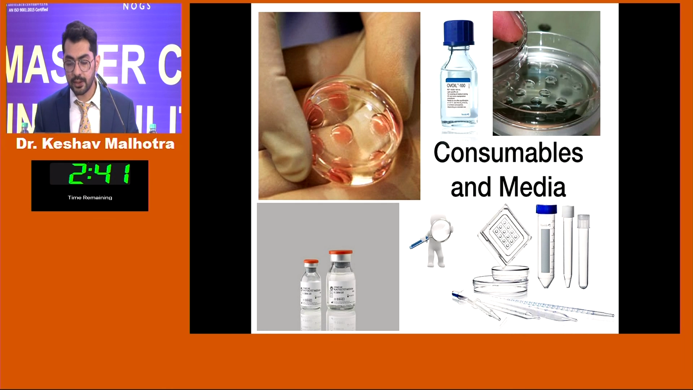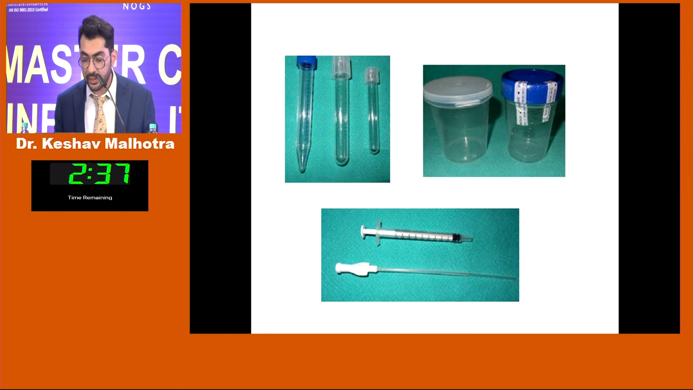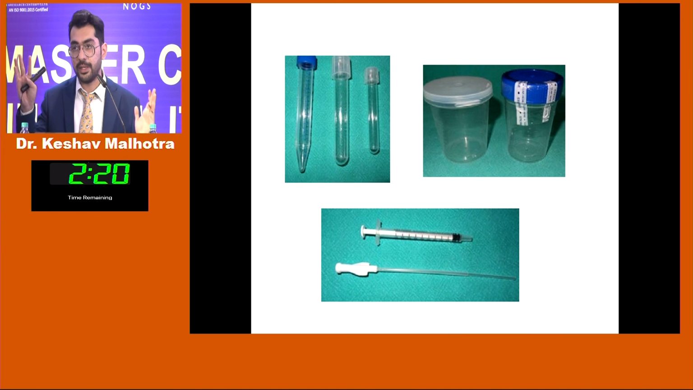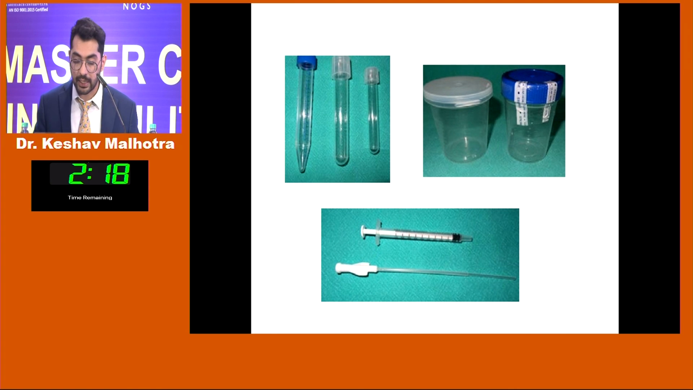Last few slides. Coming to consumables and media. So these are the basic consumables that you would require in an IUI unit. So you basically require semen containers. You'll require these kind of test tubes. This one's used for density gradient. This one's basically used for simple wash and centrifugation or swim up. And again, you'll require a BD syringe and an IUI cannula. These are the basic requirements of consumables in an IUI unit.